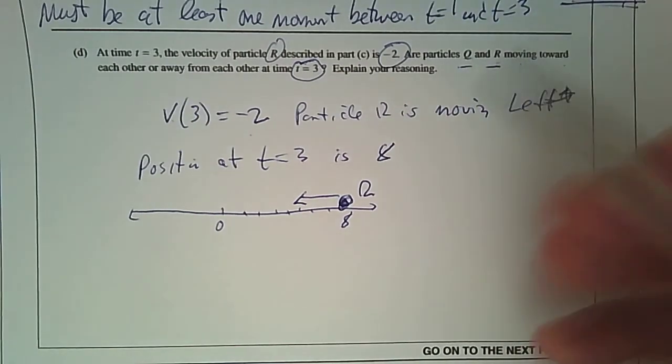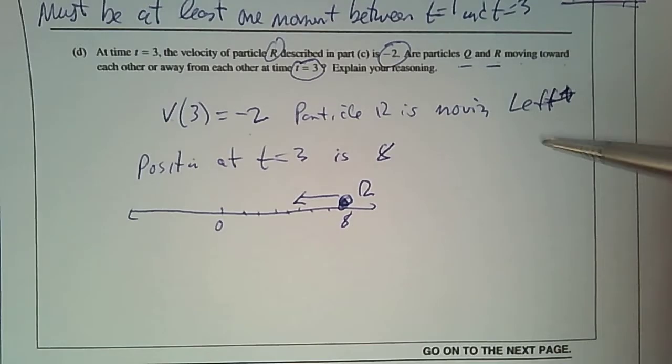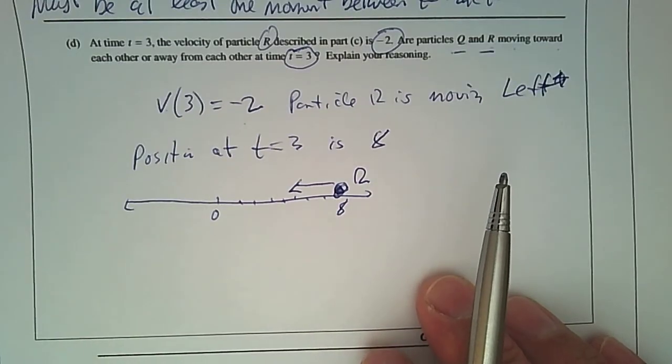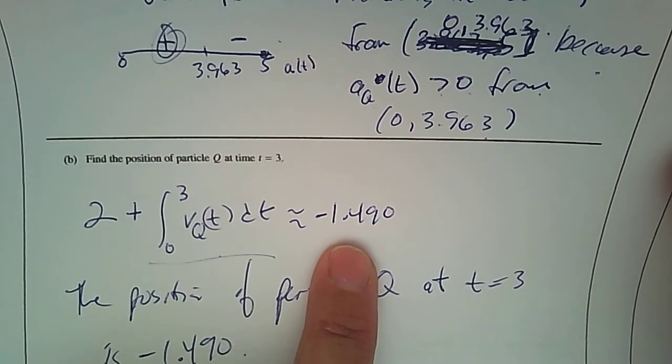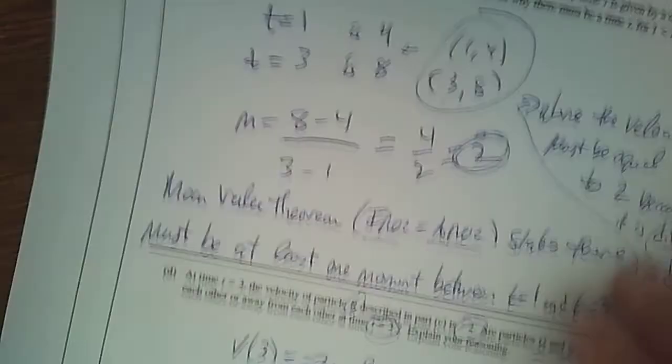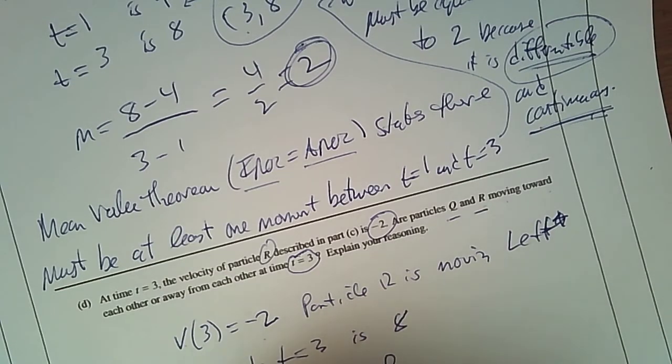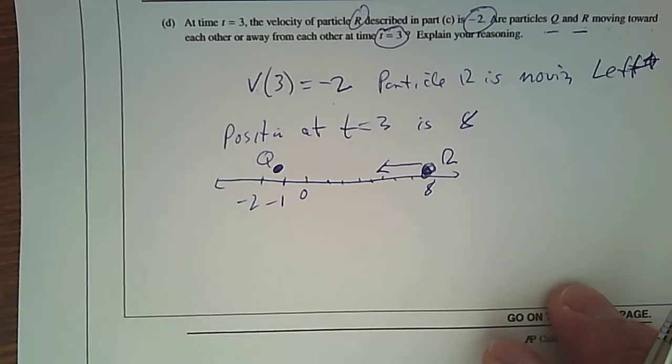Now, what do we know about the other particle, particle Q? Do we know what its position is at 3? Well, didn't we just answer that one? Let's go back in time. So what's the particle Q at 3? So at 3, where are we at? Negative 1.490. We answered that already. So can you find approximately where that is? So let's just say here is particle Q at negative 1.490 approximately. And then what's the velocity at 3?